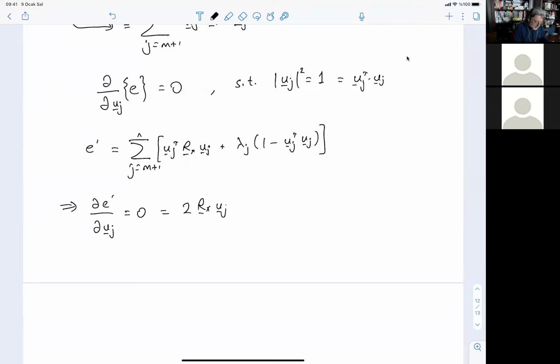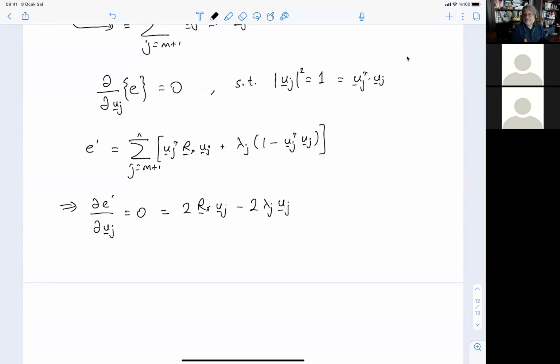And for the right-hand side, what is the derivative of this with respect to uj? There is lambda j times 1, which is just a constant, and the constant's derivative with respect to uj is 0. But there is a minus lambda j times uj transpose uj. It's like minus lambda j times uj square. And what is the derivative of minus lambda j uj square with respect to uj? It is minus 2 lambda j uj.